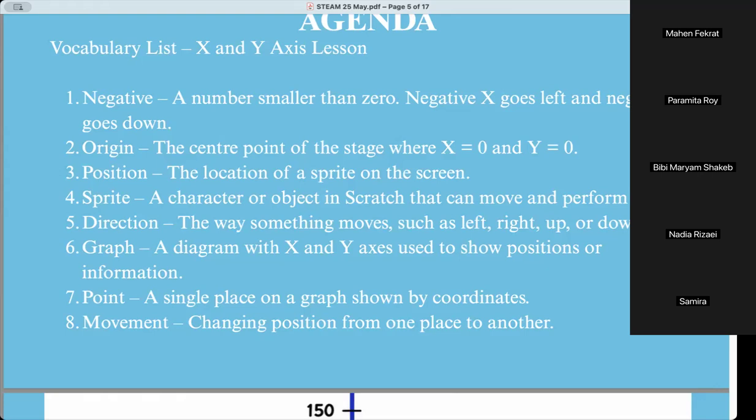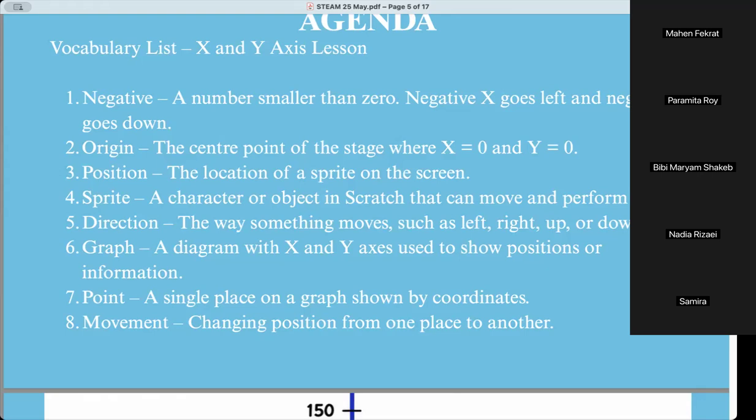So the origin, just to revisit it, you read it beautifully, Mahen. I want to emphasize that when the x value is 0 and the y value is 0, they're right in the center of the stage. That point, we call the origin. Just keep that in mind.